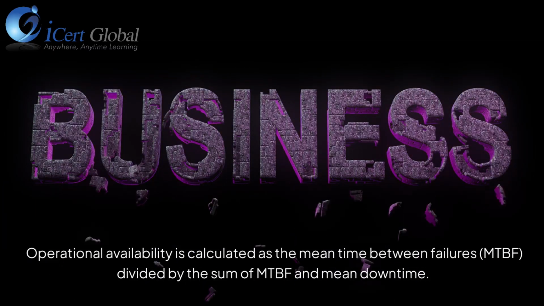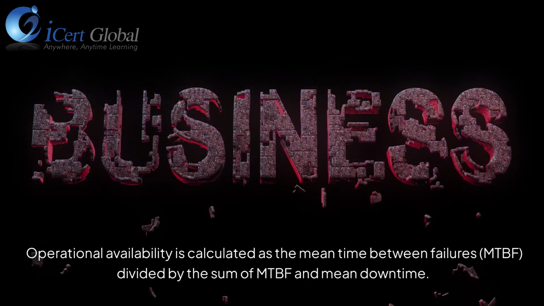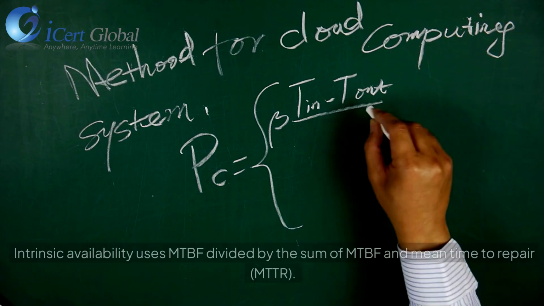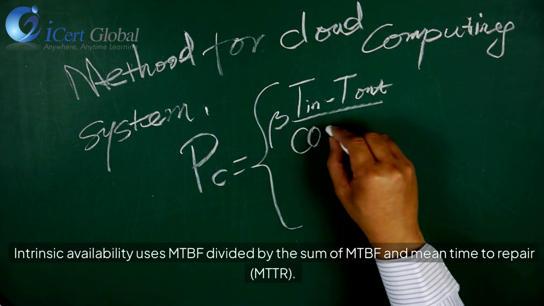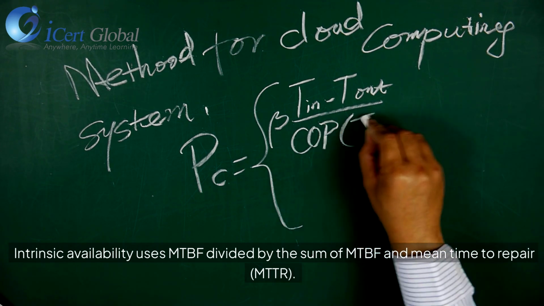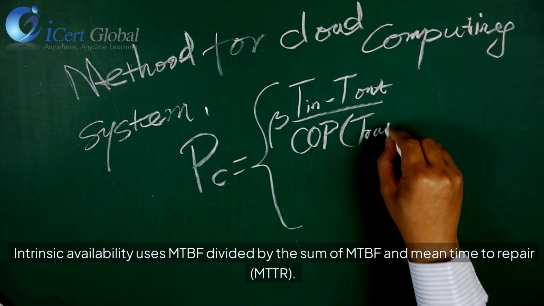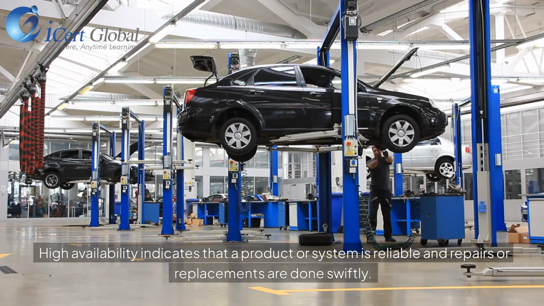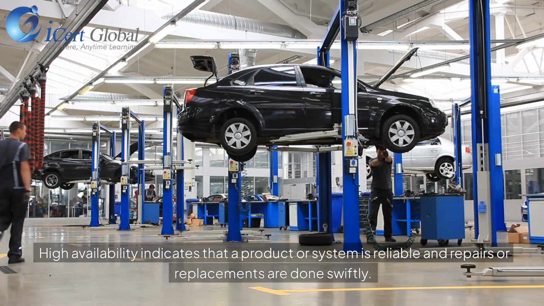Operational availability is calculated as the mean time between failures, MTBF, divided by the sum of MTBF and mean downtime. Intrinsic availability uses MTBF divided by the sum of MTBF and mean time to repair, MTTR. High availability indicates that a product or system is reliable and repairs or replacements are done swiftly.